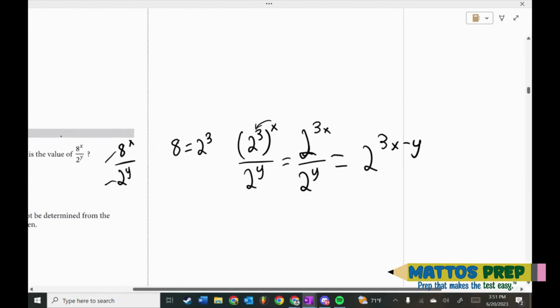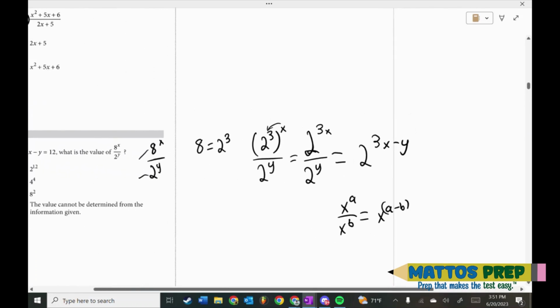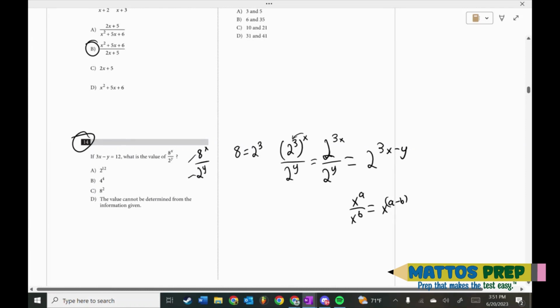Because when you have an equal base, so say we have x^a divided by x^b, it's equal to x^(a minus b). That's the rule here that we're using. So now that we have 2 to the 3x minus y, this is a lot easier to solve, isn't it? Because we have 3x minus y, and guess what's over here? 3x minus y, and you just plug in 12 now. So this is really just equal to 12.